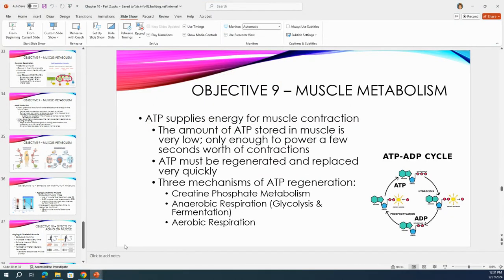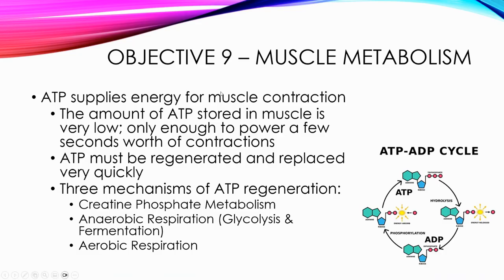Alright, so this is going to be our final video for Chapter 10. We're going to be looking at Objectives 9 and 10. And at this point, we're still kind of talking about muscles on a larger scale. One thing that we've seen over and over again is that term ATP. In order for muscles to contract, they must have energy, and the energy that they need is called ATP.